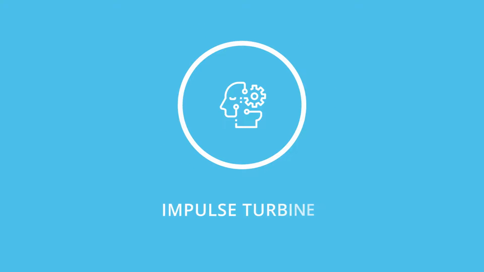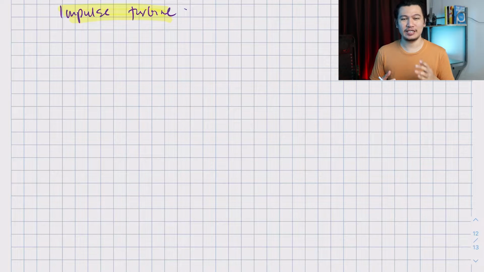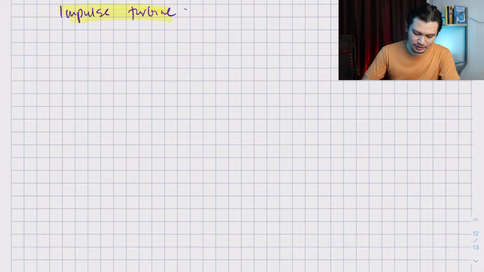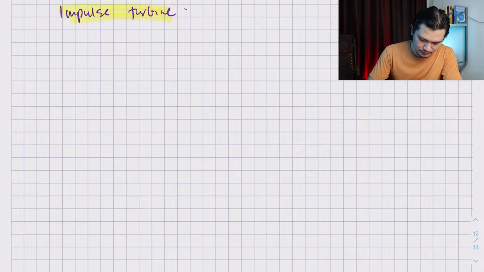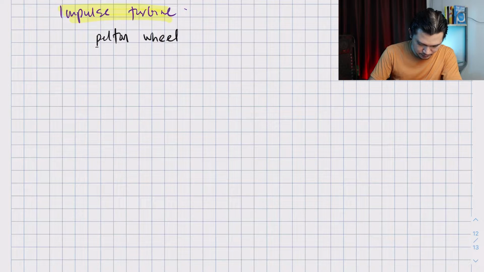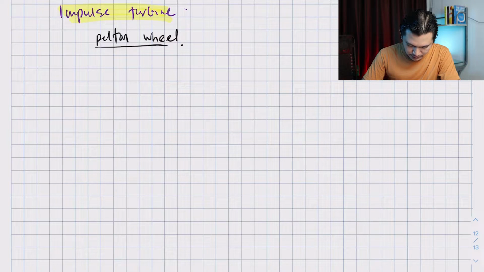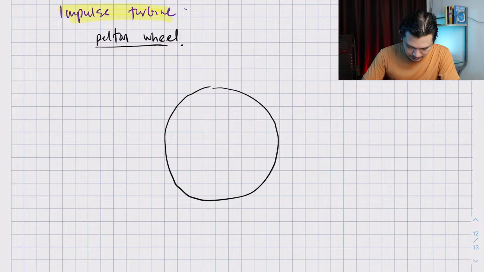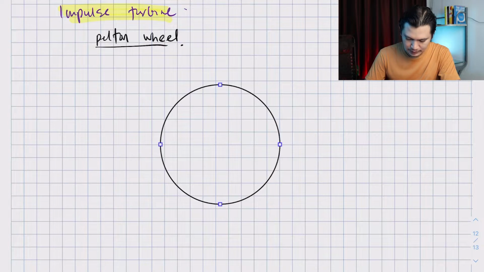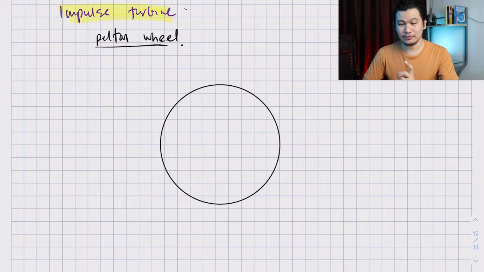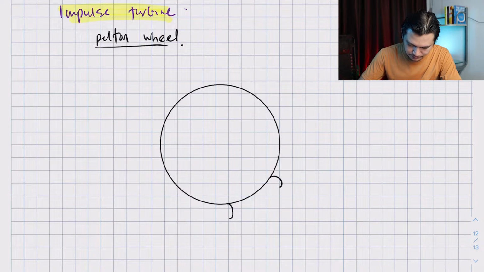For me, I think the Impulse Turbine is a much simpler device as compared to the reaction turbine. For reaction turbine, one type of reaction turbine is called Francis turbine. And for Impulse Turbine, one device that is an Impulse Turbine is called the Pelton wheel. And it looks something like this. So Pelton wheel is basically a very big wheel with a few buckets around it. Okay, so you have buckets here.